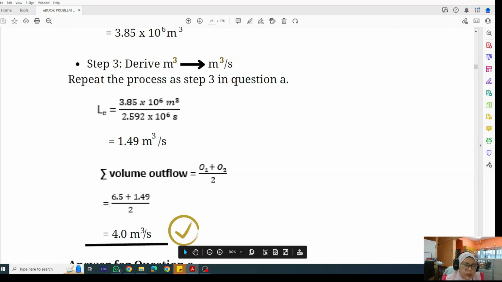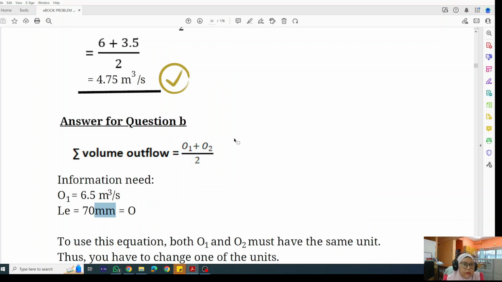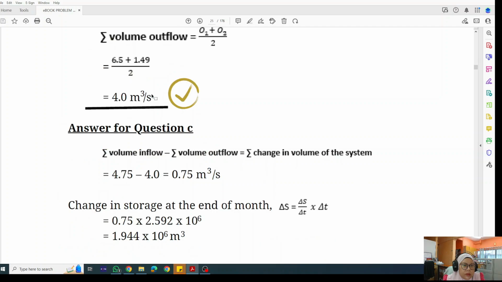Okay. To answer question C, just use the equation I minus O equals delta S over delta T. So you just take the value for total inflow, here, total inflow, minus the value for total outflow. So this one is the value for total outflow. Okay, so you will get 0.75 meter cube per second.